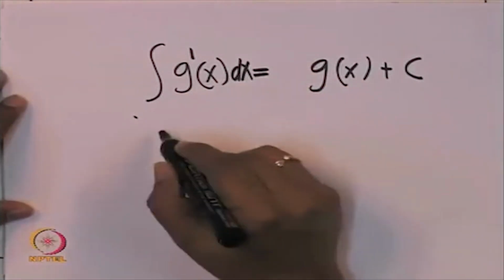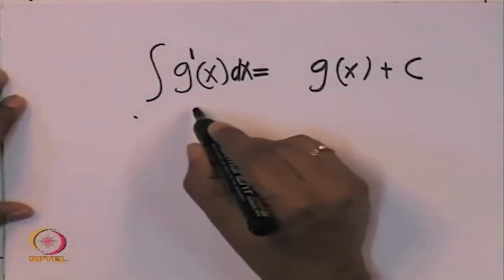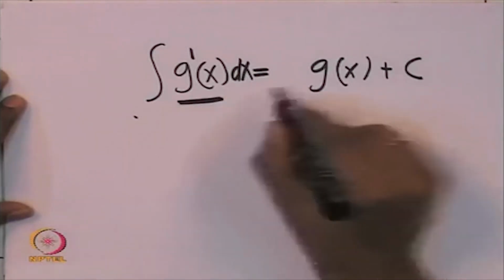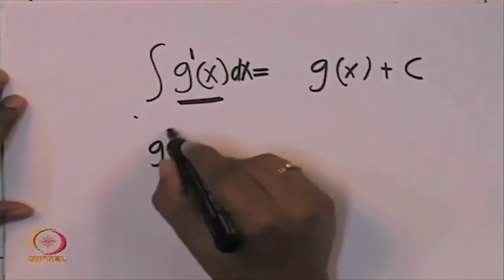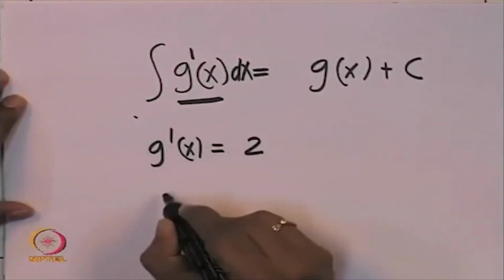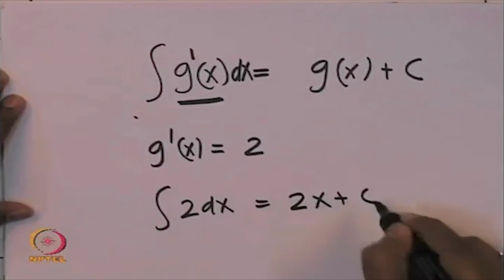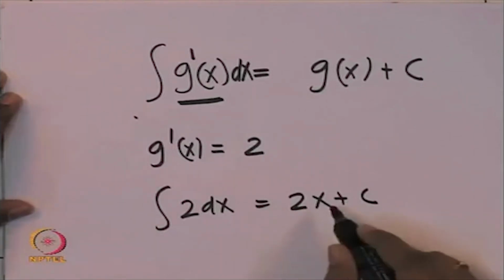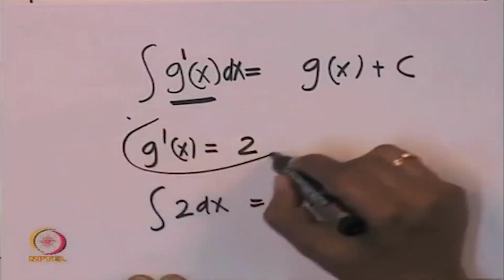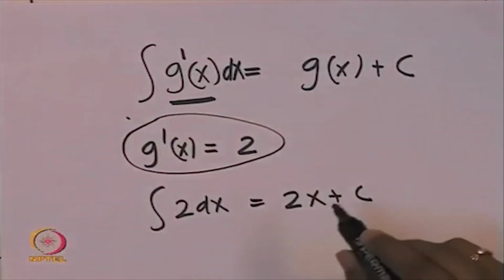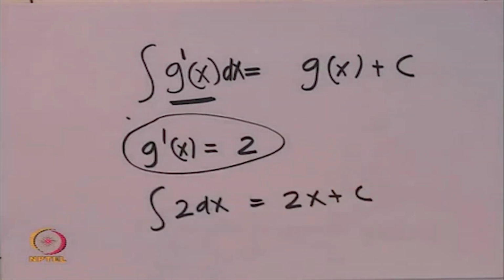What this says is that the integral is telling you to find a curve which has a slope g prime of x. For example, if g prime of x is 2, the integral of 2 dx is basically 2x plus c, which is a line with slope 2. This kind of integral tells you to find a curve that has slope g prime of x. Such integrals are called indefinite integrals.